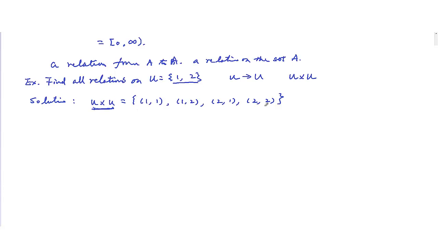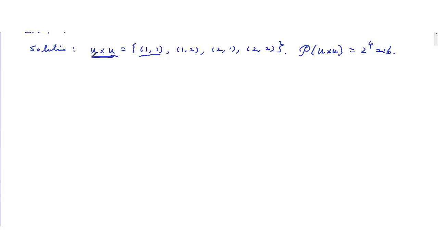And then with 4 elements, we can make many subsets. Do you know how many subsets we can make? This is, we mentioned before, the power set of U cross U. Because you have 4 elements, there will be 2 to the 4th power, so 16 subsets for this one. Therefore, you may have 16 relations. Let's write all the subsets of U cross U, and each subset is a relation.